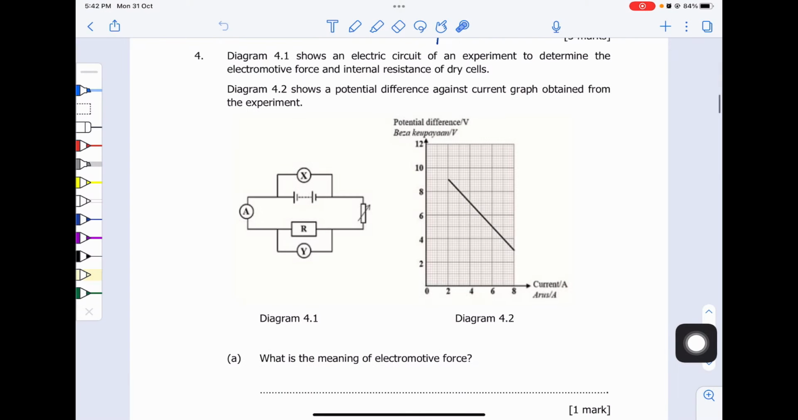Look at that. Now, read the question. Diagram 4.1 shows an electrical circuit of an experiment to determine the electromotive force and internal resistance of dry cells. Diagram 4.2 is a potential difference graph. So we have this graph when you do the experiment of EMF. What is the meaning of EMF? Make sure you understand, then you would be able to write down the answer.